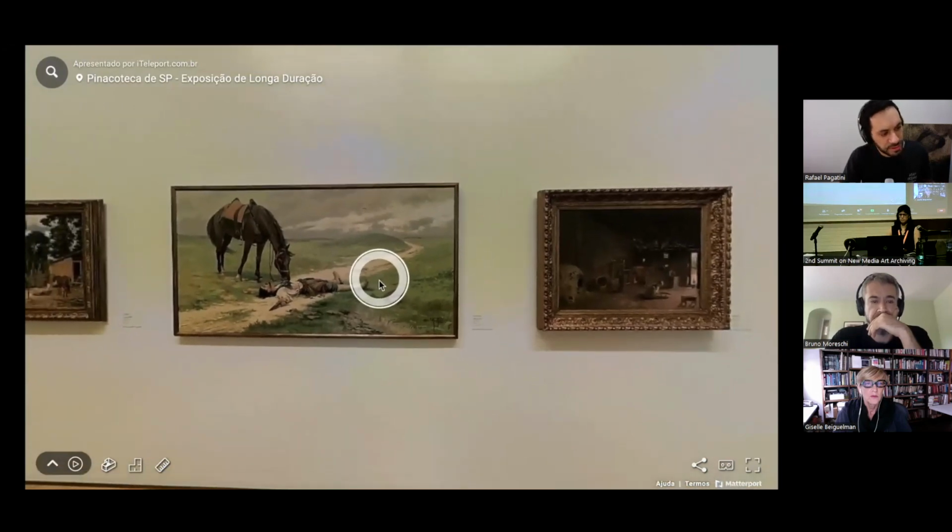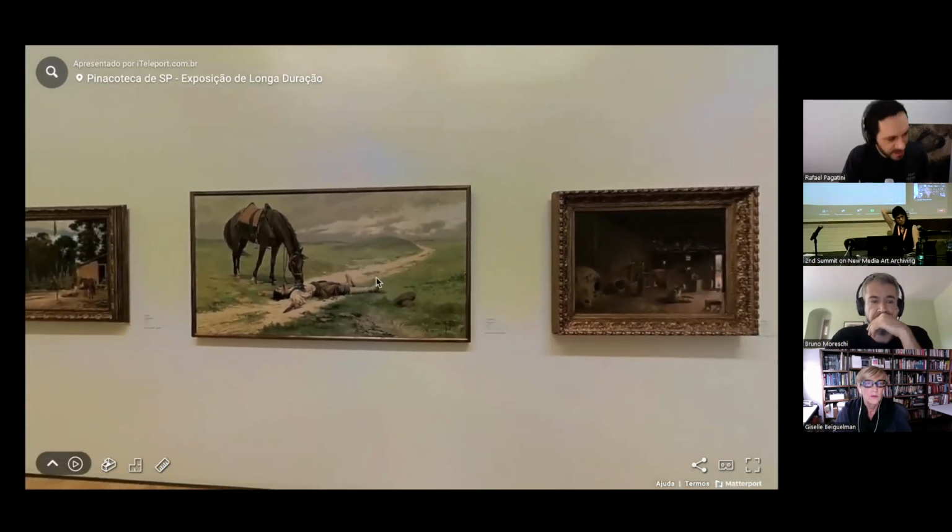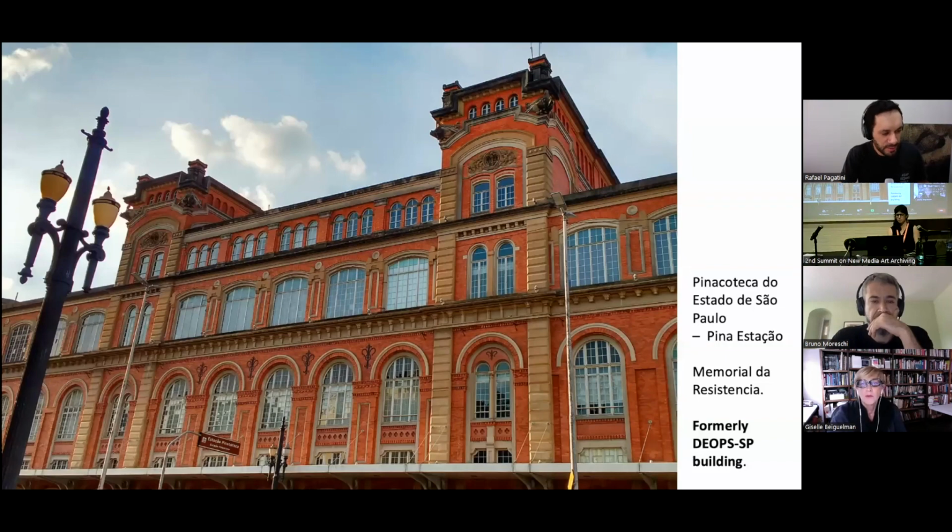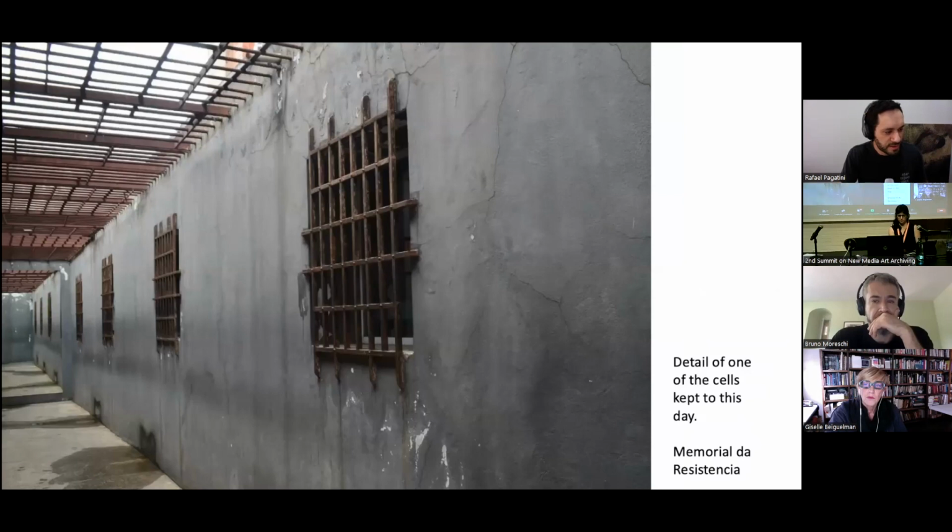The institution is one of the most important art museums in Brazil. It is the oldest art museum in São Paulo, founded in 1905. Besides being such a relevant cultural institution, the focus on the Pinacoteca is due to the annex building, called Pina Estação, former building of the DOPS SP, Department of Political and Social Order, the political police that persecuted, tortured, and killed opponents during the dictatorship.